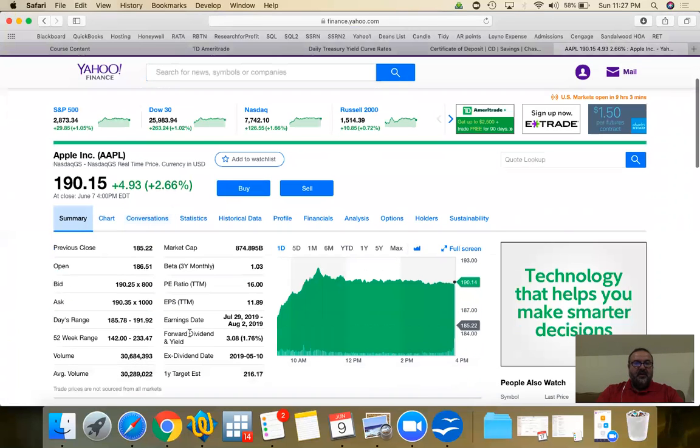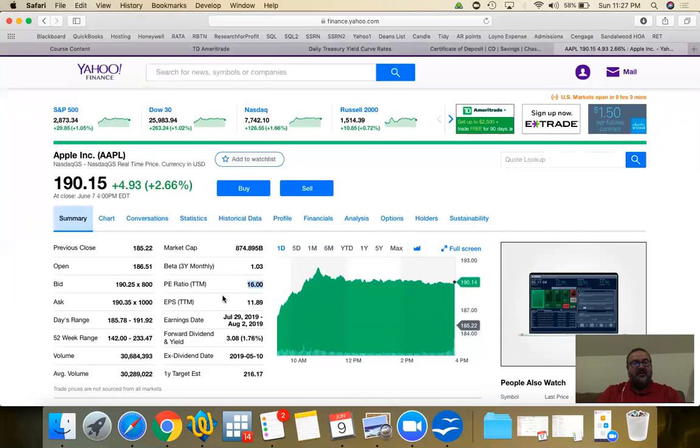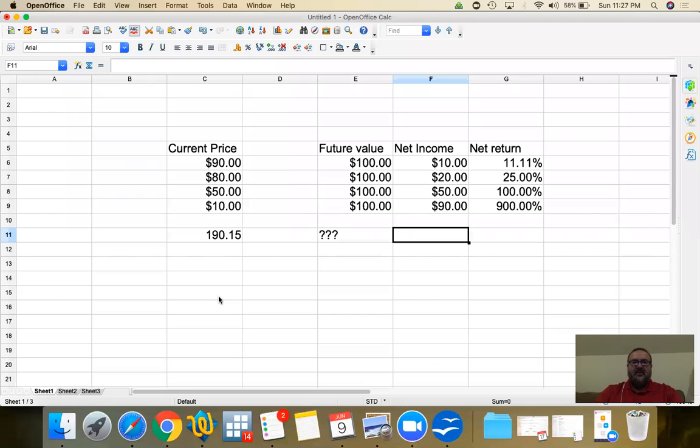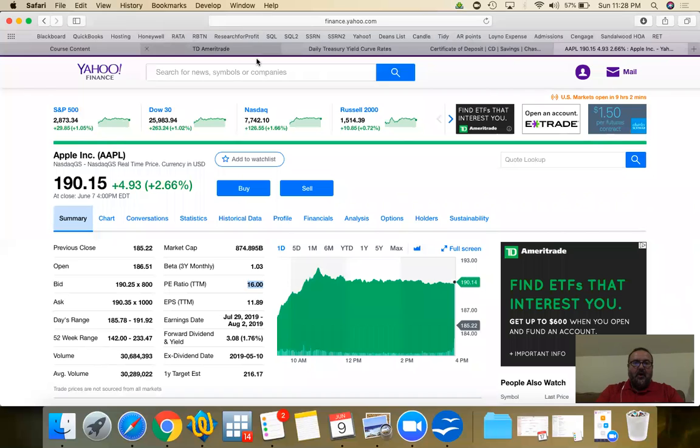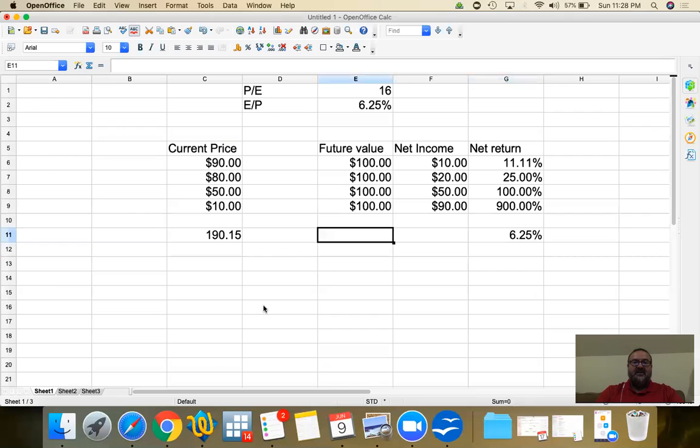Now, however, we actually have a PE ratio of 16. Now, remember last week we talked about what PE ratio is. So if the PE ratio is 16, then the EP ratio is 1/16, which makes it a percentage of 6.25%. So basically what we're talking about is by paying $190.15, we are going to end up making 6.25% of a return on Apple. Now, the earnings per share is your net income. That's $11.89.